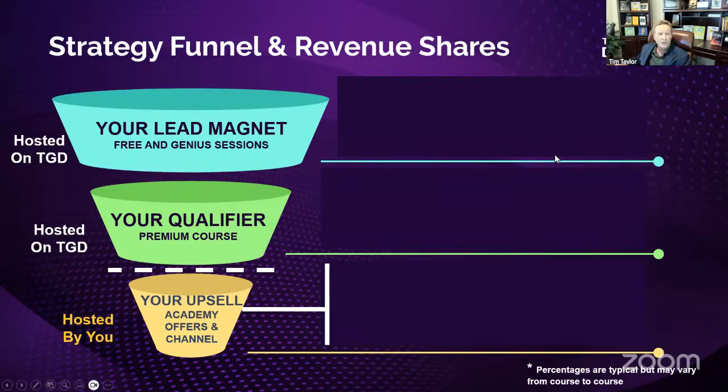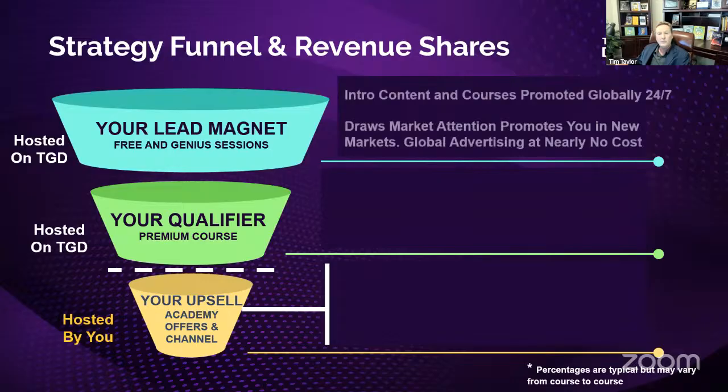So what we start with, with the Great Discovery, we recommend a funnel type of operation like this. You're going to start off with what we call a lead magnet, same thing that you would do in any type of marketing funnel. What that will be is a free or genius session. I'm going to talk about these in a minute. But basically, this is going to be introductory content and courses that are posted up online. They're promoted 24/7 in virtually every place around the world.